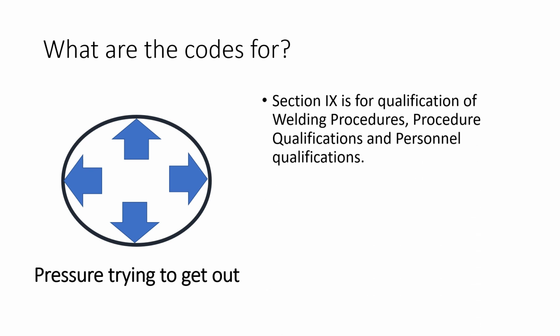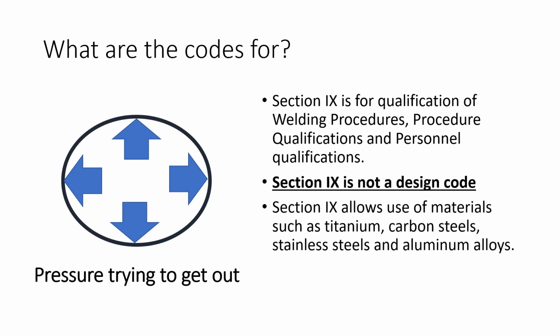ASME Section 9 is for qualification of welding procedures and qualification of personnel for pressure vessel type situations, when pressure is trying to get out. If you look in the scope of these codes, there's a pretty defined scope of when they should be used. Section 9 is not a design code, and it allows for the use of a lot of materials such as titanium, carbon steel, stainless steels, and aluminum alloys.